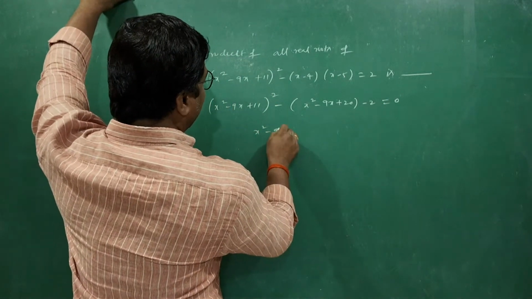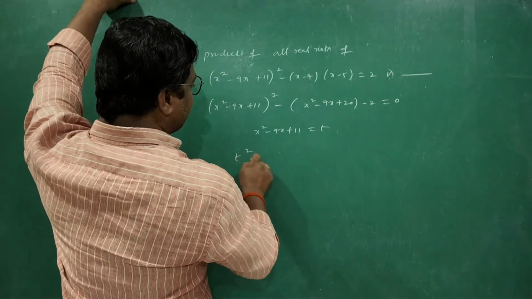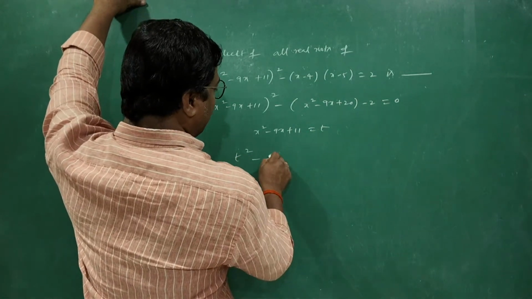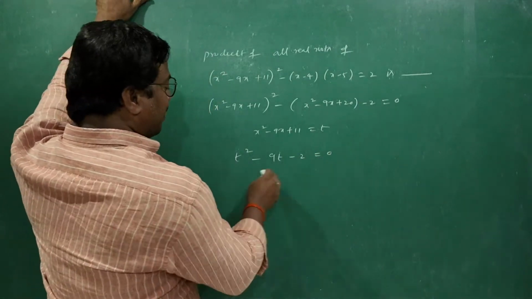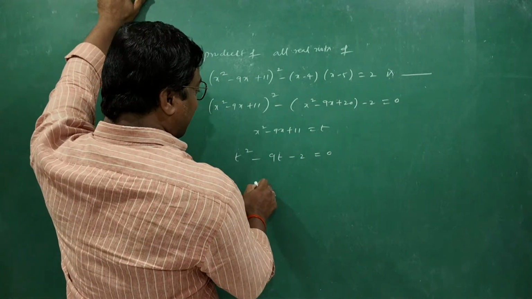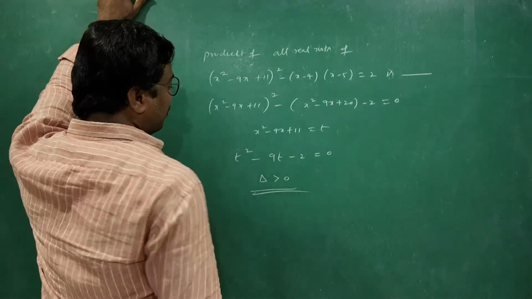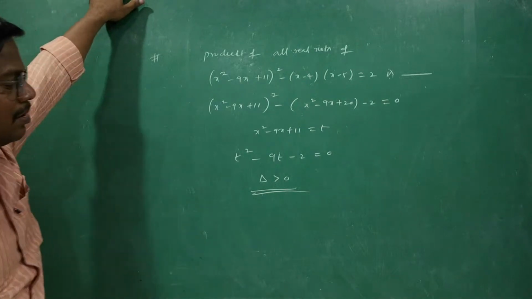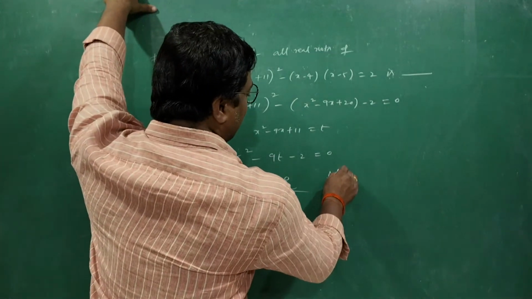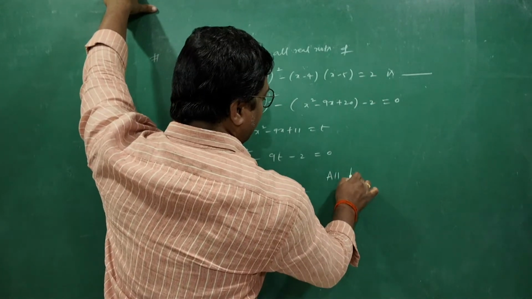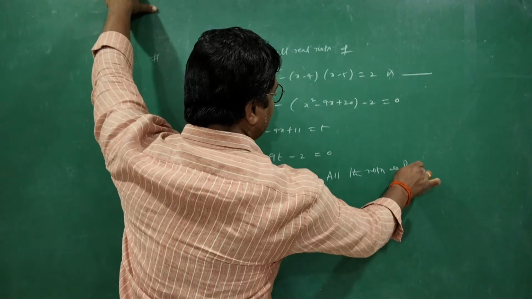By taking x square minus 9x plus 11 as t, you will get t square minus this is 90 minus 2 equal to 0, and for which the discriminant b square minus 4ac is positive. So the t solutions are positive solutions you will get. So all the roots are real. All the roots are real in this case.